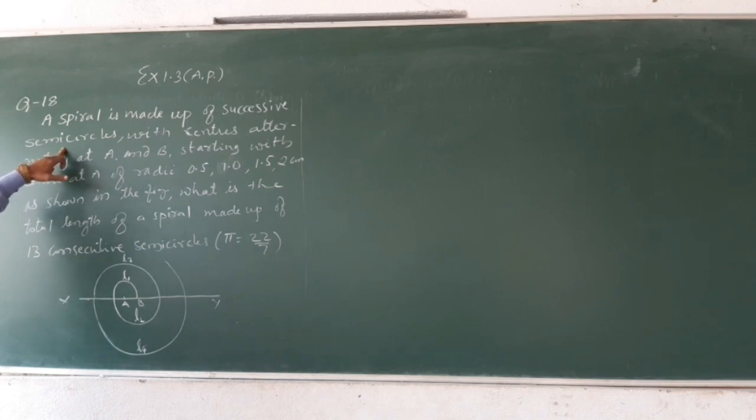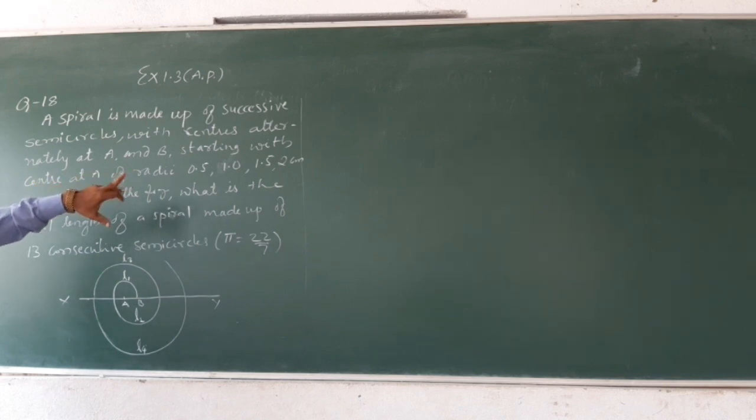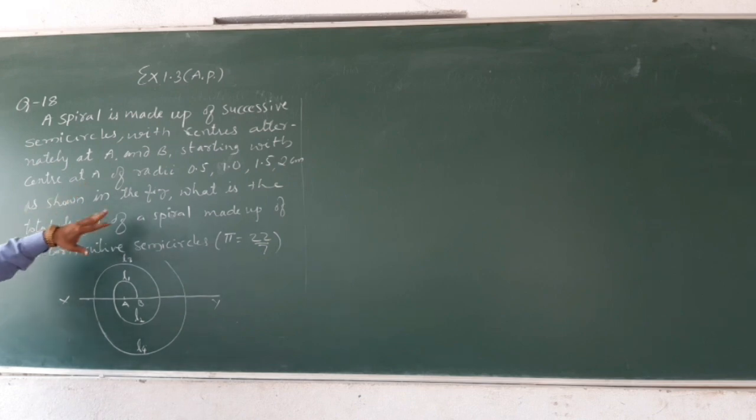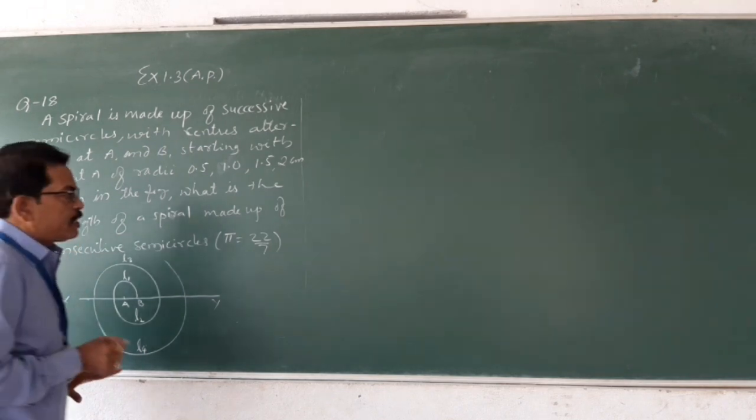A spiral is made up of successive semicircles, as shown in the figure, with centers alternately at A and B, starting with center at A, of radii 0.5, 1.0, 1.5, 2 centimeter. What we have to find is the total length of the spiral made up of 13 consecutive semicircles. So let us solve this one.